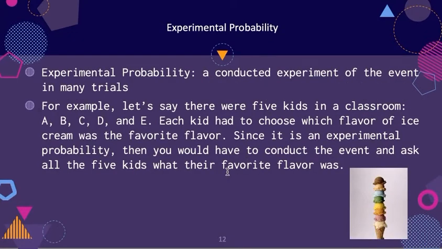Experimental probability is a conducted experiment of the events in many trials. For example, let's say there were 5 kids in a classroom, A, B, C, D, and E. Each could be asked to choose which flavor of ice cream was their favorite flavor. Since it's experimental, then you would have to conduct the event and ask all the 5 kids what their favorite flavor was.